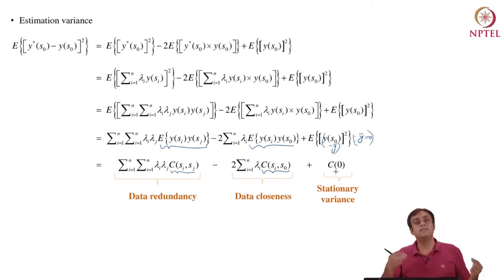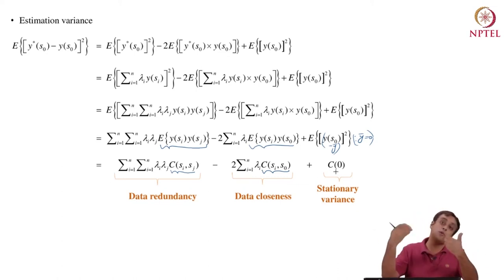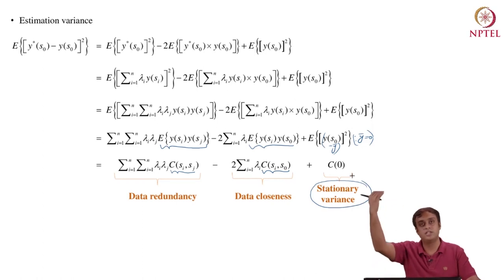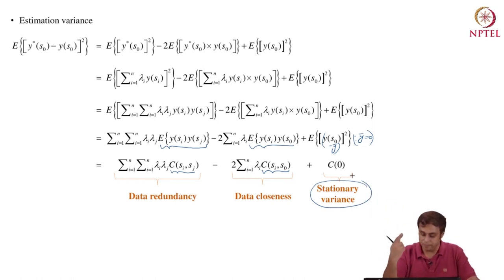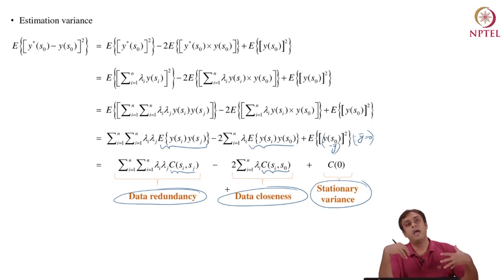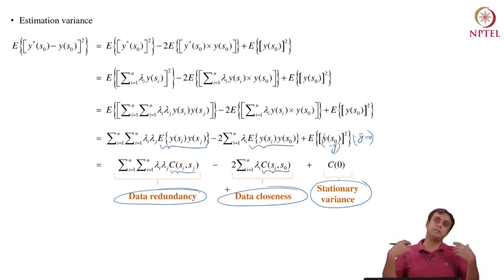So C0 applies to unknown locations as well as the known locations. So what happens is that the last term turns out to be the large scale stationary variance, which is the sill of the variogram. The first term is about data redundancy and the second term is about data closeness. So we have accounted for data variation, which is the second moment in data. We accounted for redundancy and we also accounted for data closeness. So we now have all the factors that I wanted to account for.